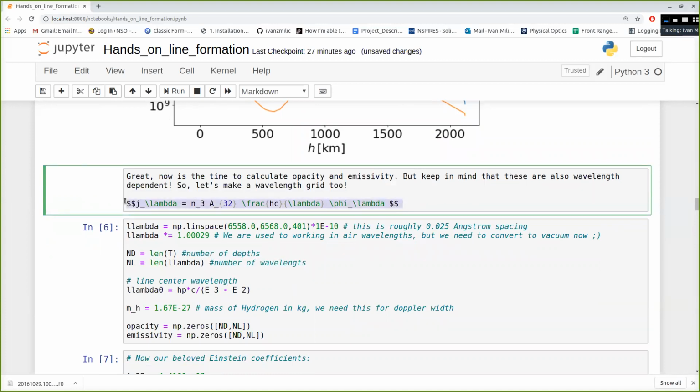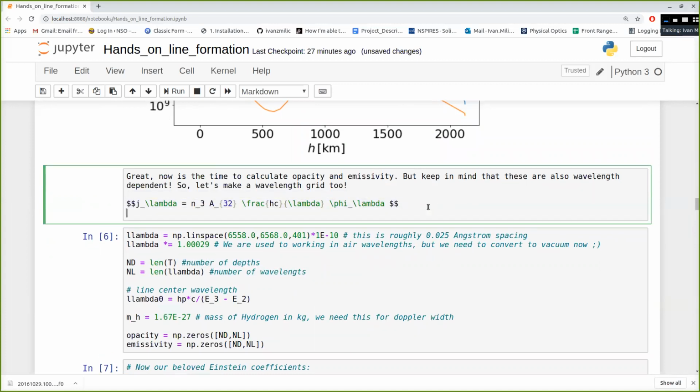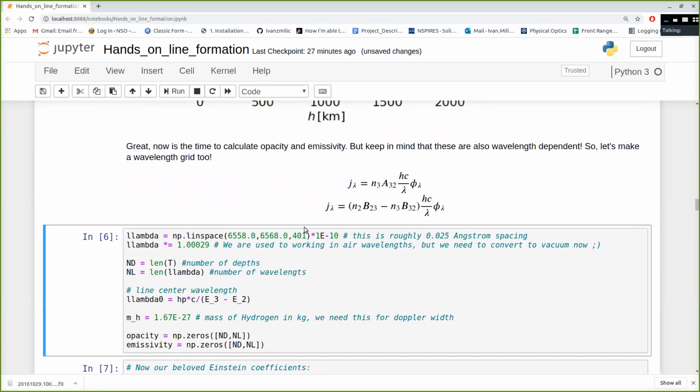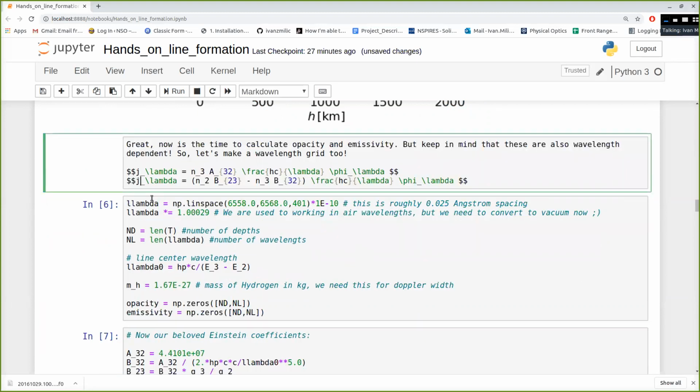So for opacity, it was very similar, except I had here N2 B23 minus N3 B32, and this minus here stands for the stimulated emission. As we have said, the stimulated emission is basically just negative absorption, right? Oh, sorry, this is not J, this is chi.